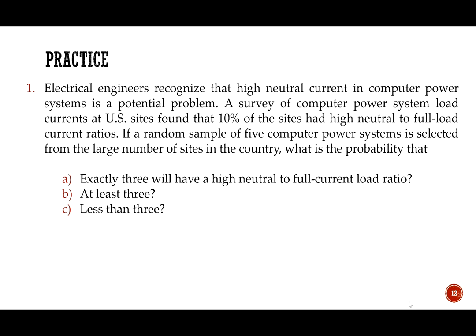Now, if a random sample of 5 computer power systems is selected from the large number of sites in the country, what is the probability that exactly 3 will have a high neutral to full current load ratio? To answer this probability question, we need to identify what distribution we are dealing with. So first, we are taking a sample of 5, and then we want to know the probability that exactly 3 will have a high neutral to full current load ratio. In other words, we are looking at the number of successes.